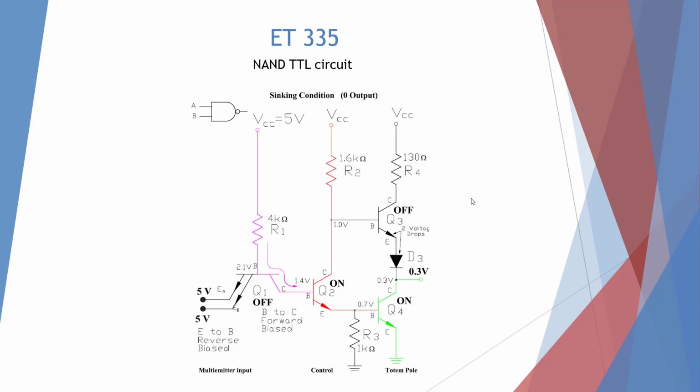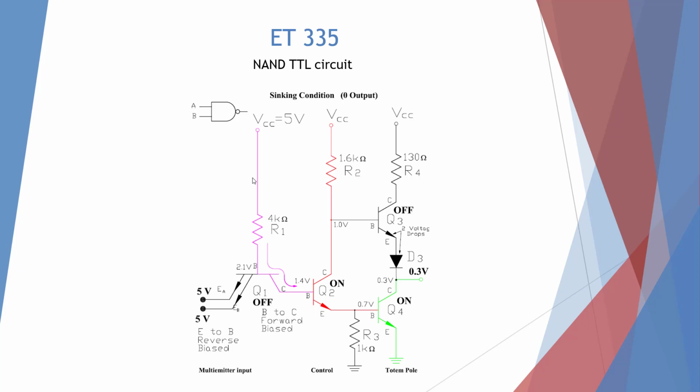Here we're showing the internal circuitry of a NAND TTL circuit. What we have here is 3 different areas. The first part, this is the logic here. This is a multi-emitter transistor input. Okay, so here we have our two inputs for our NAND gate.